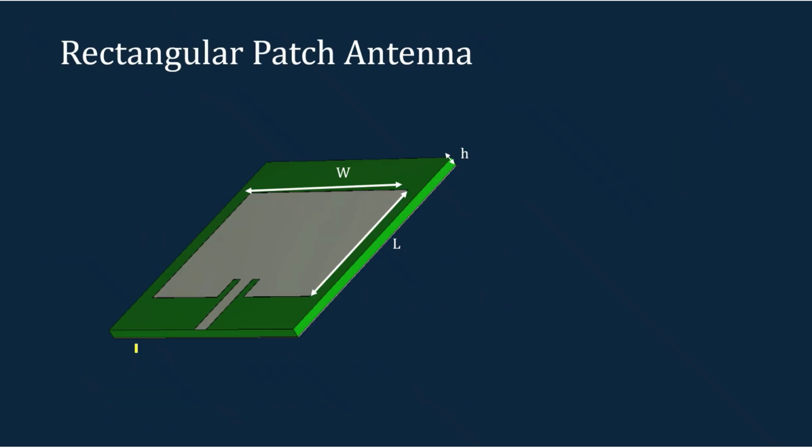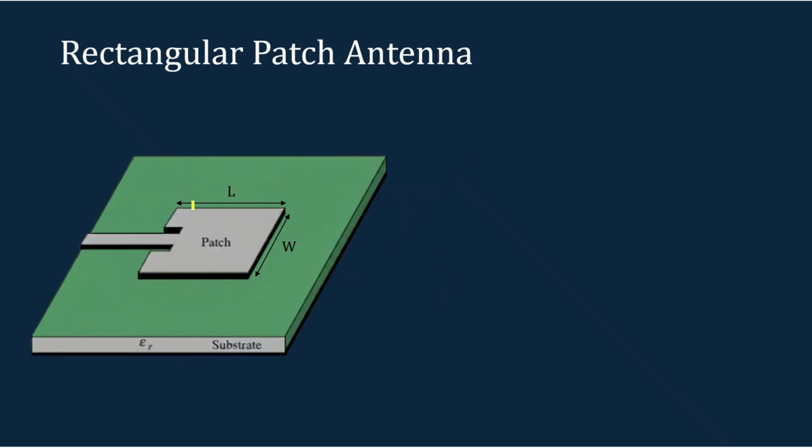Okay. So next we can see some basics about the rectangular patch antenna. If we consider the rectangular patch antenna, it will have a length approximately equal to half the wavelength, and a thickness of H. This dielectric thickness is H, this is the width dimension, and this is the feeding point of the rectangular patch antenna.